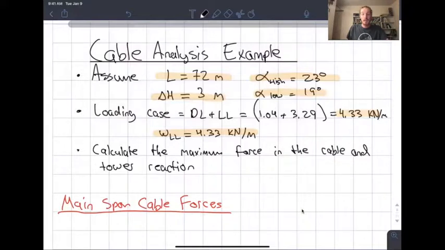So the aim of this example is to calculate the maximum force in the cable so that we can design our cables, in addition to calculating the tower reactions. These are the two outputs of this analysis that we need for design.